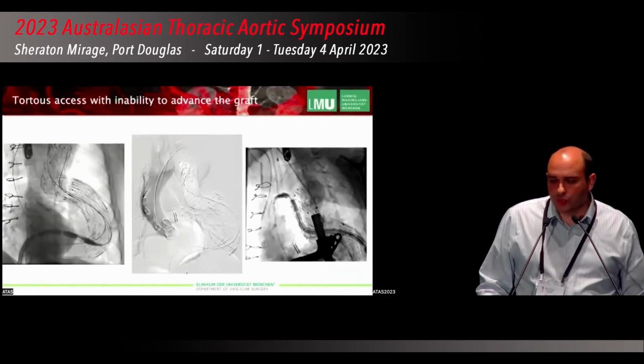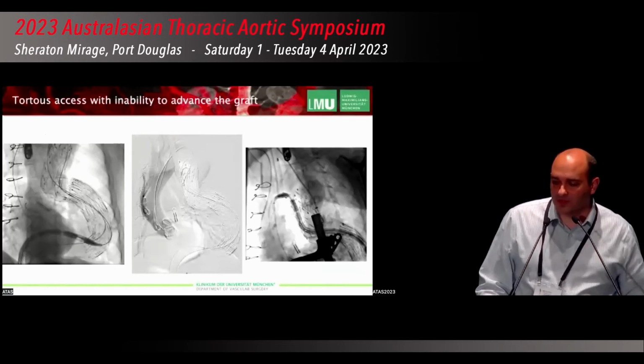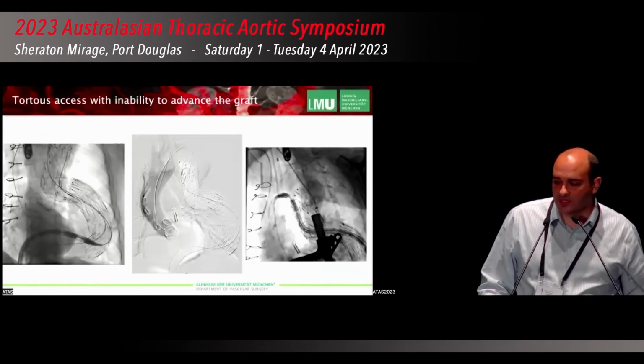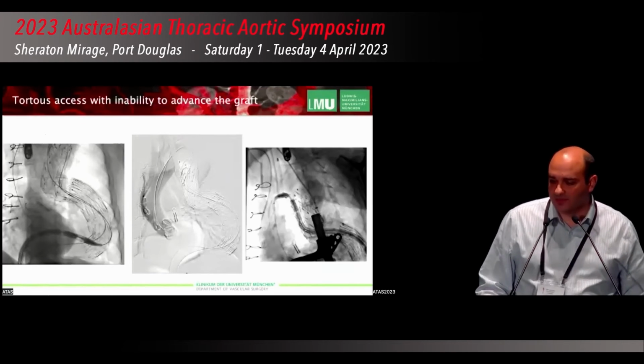Tortuous access is an issue. This is also a very big enemy of endovascular surgery. Again, in this patient, we got stuck somewhere in the ascending aorta. We could not move in the proximal descending aorta. We were not able to advance the stent anymore.